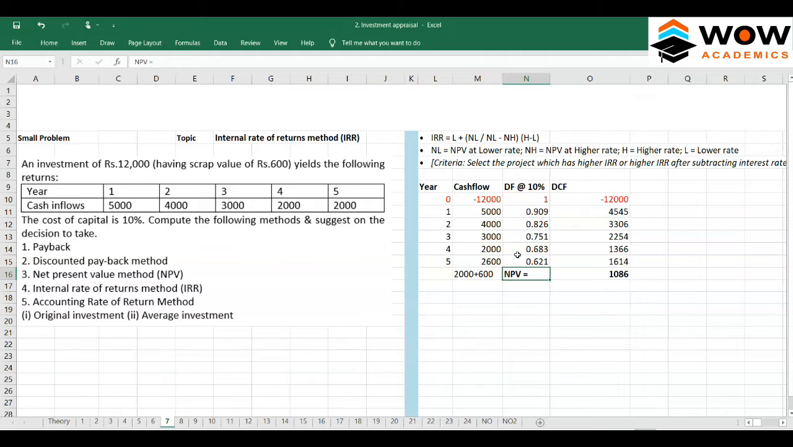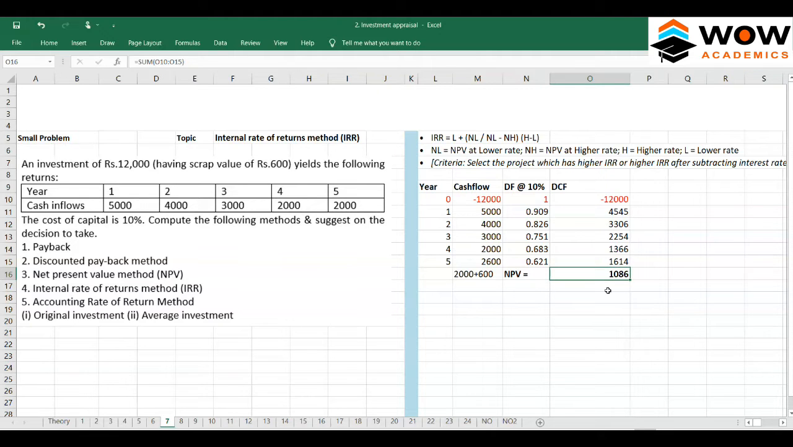We have already found out how to do an NPV. For an IRR, the first concept is to first get an answer for NPV. Even if you are going to do an IRR problem, you have to first do the NPV, at least once. Here the NPV we are doing with a discount factor of 10%, which is given in the sum. If you do this, you will get an NPV answer.